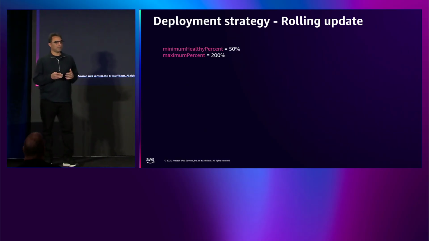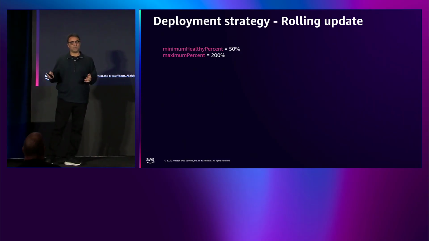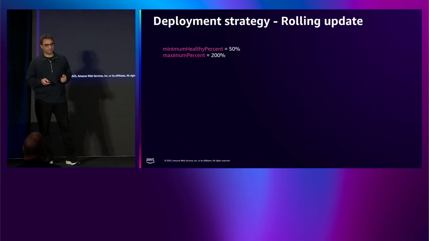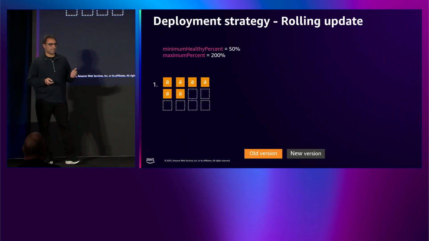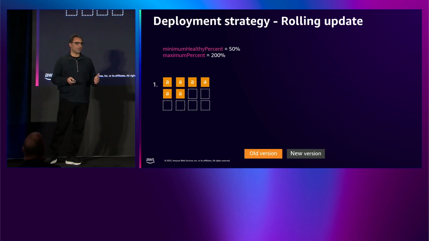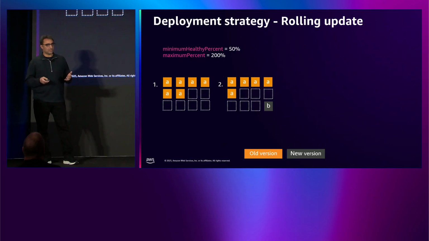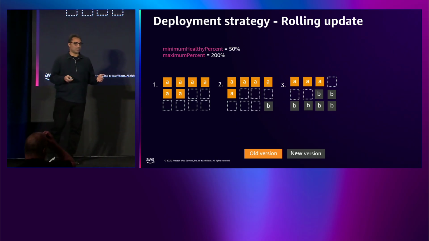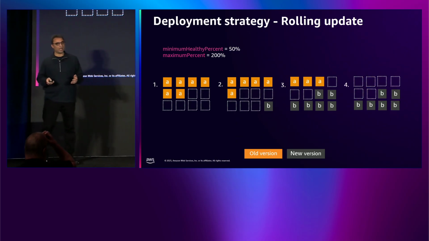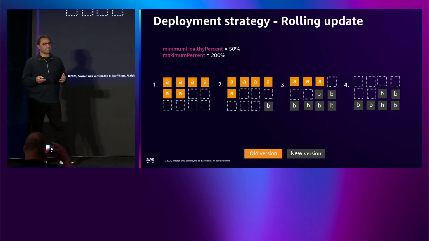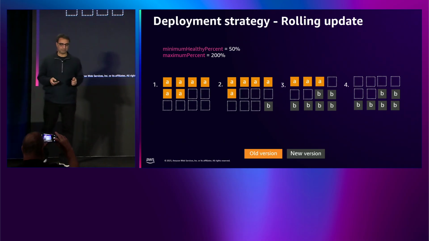These two parameters allow you to strike the right balance between availability, speed of the deployment, and cost during the deployment. The way it works, as you see here, is we start with all the tasks running the old version, and then we gradually add new tasks running the new version and terminate the old ones, till you get to a state where all the tasks running under the service are running the new version.